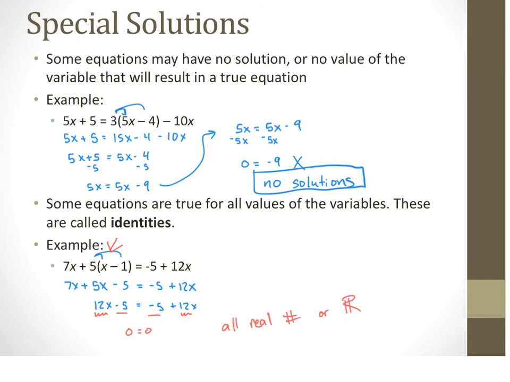But if you're confident that there were no small math errors, and you get a situation where it just isn't true, 0 never equals -9, or you get a situation where it's always true, then go with your gut, trust yourself. It's either no solutions or all real numbers. All right, that is the last slide.